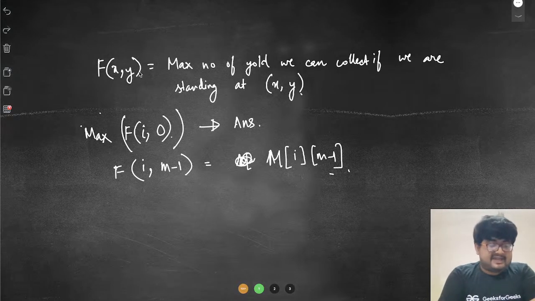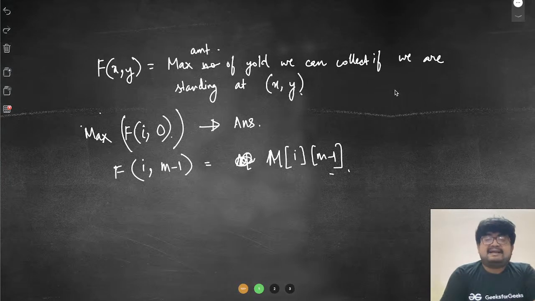So this is F of x comma y. What is F of x comma y again? The maximum amount of gold we can collect if we are standing at x comma y. And the max over F of I comma 0 is the answer, because we can start at any point in the first column.